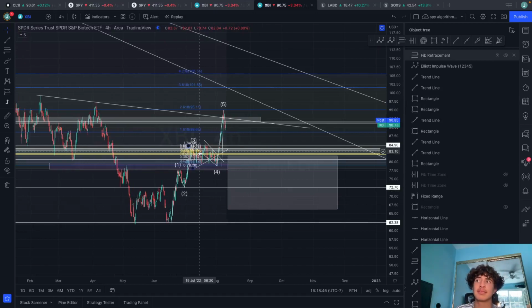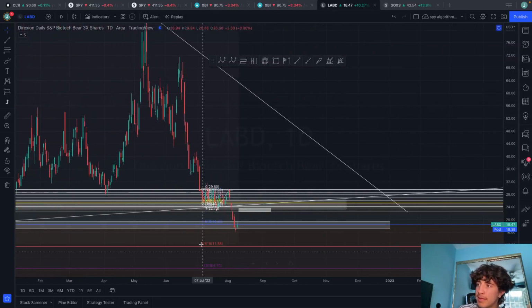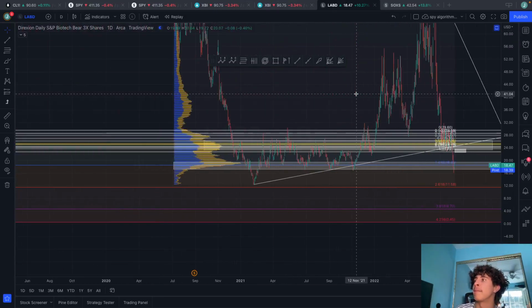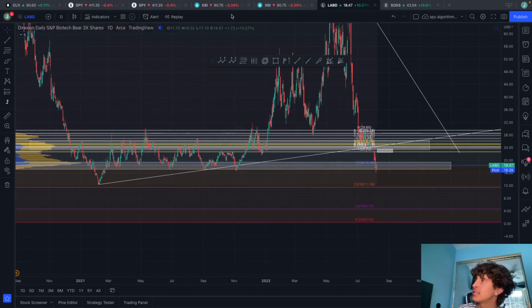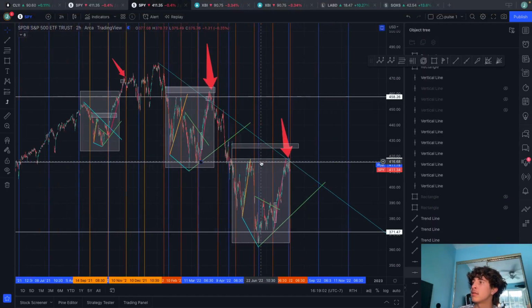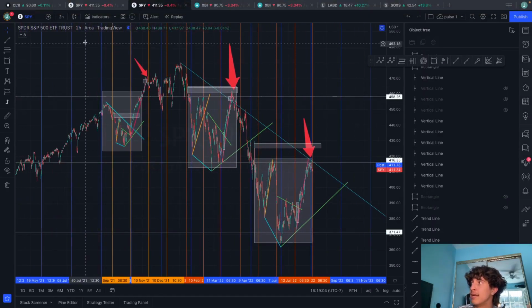It was up like 17% today, dropped a little earlier in the day. Lab D, which is the inverse, we picked that up in the demand zone. So a lot of interesting stuff happening, a lot of money making opportunities outside of SPY. So I really don't have anything else to show you. We're just gonna have to see how tomorrow goes.